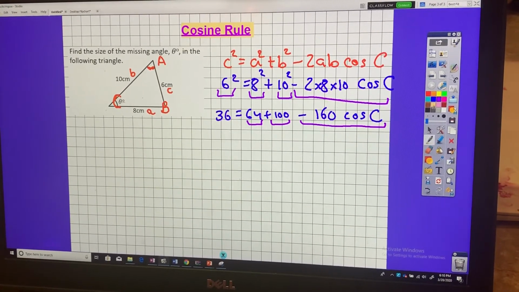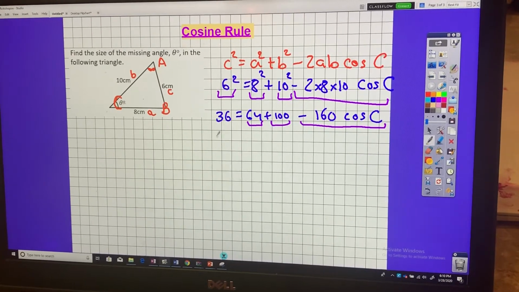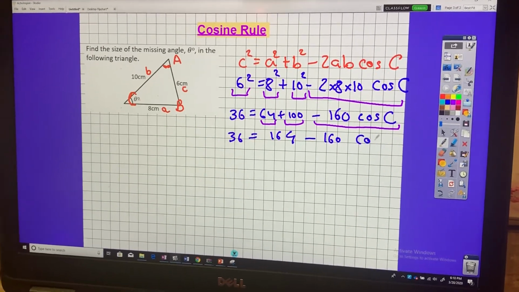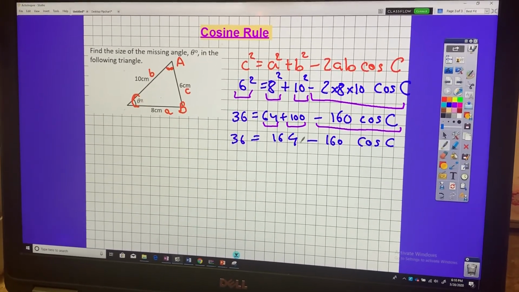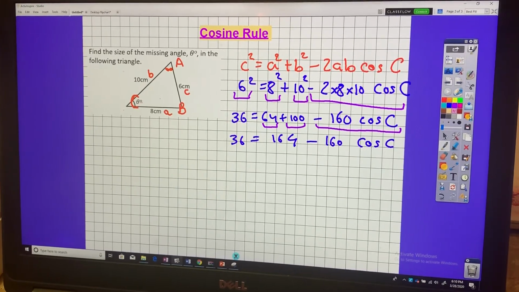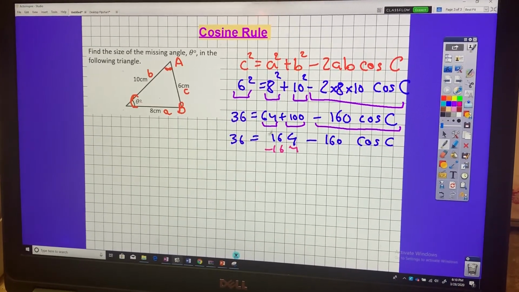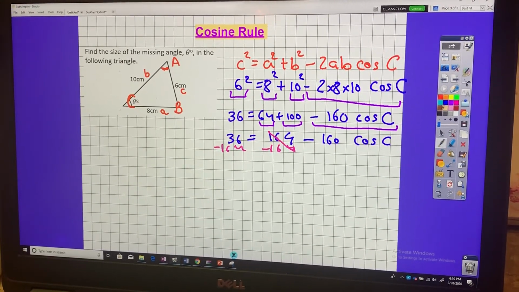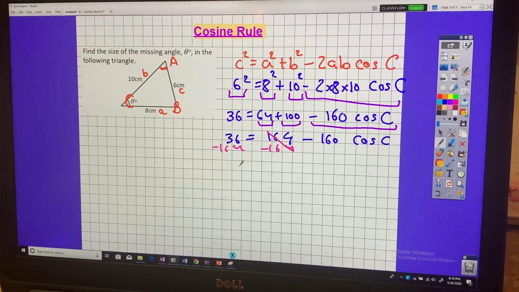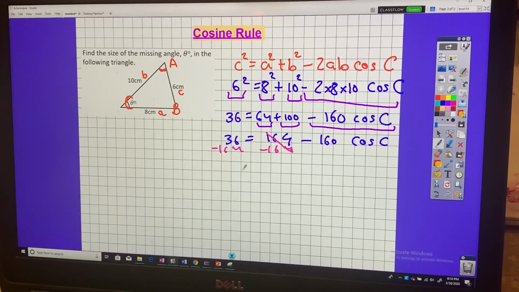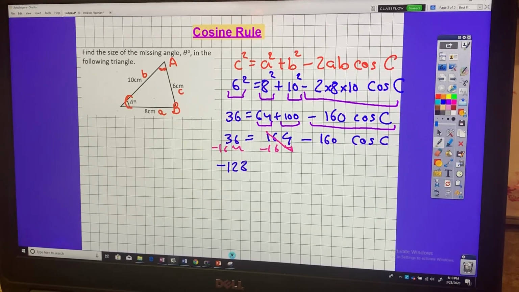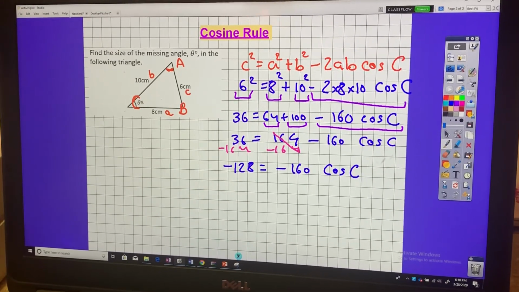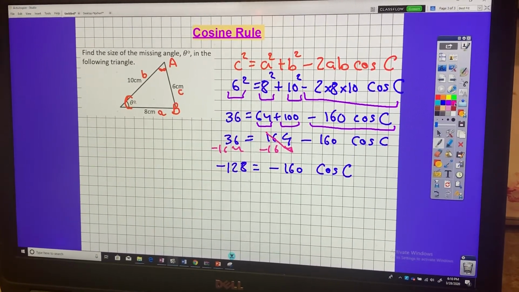So 64 plus 100, 164 minus 160 cos C. How do I get rid of 164? Just minus it, because it's positive, from both sides. 36 minus 164 is a negative 128. Negative 160 cos C. If you're really clever, do you know what you do from both sides?